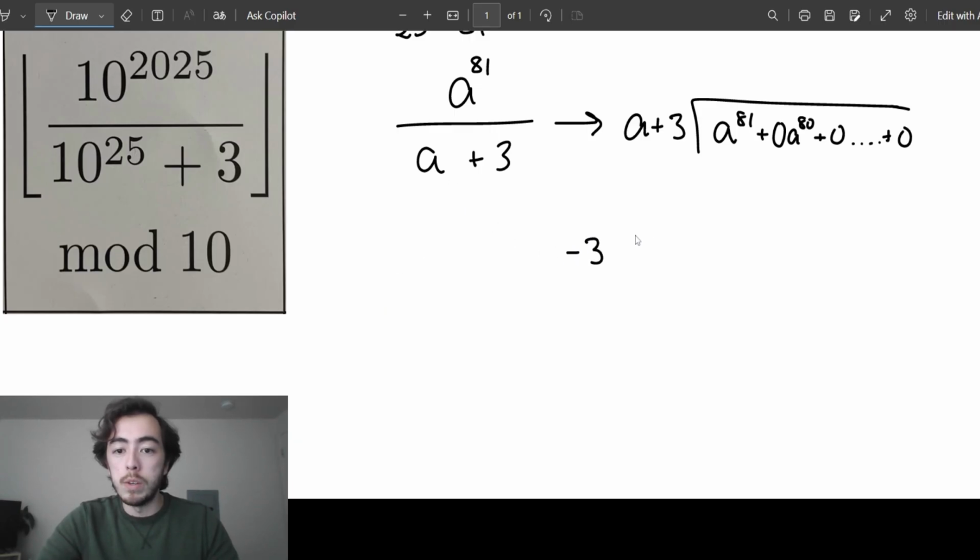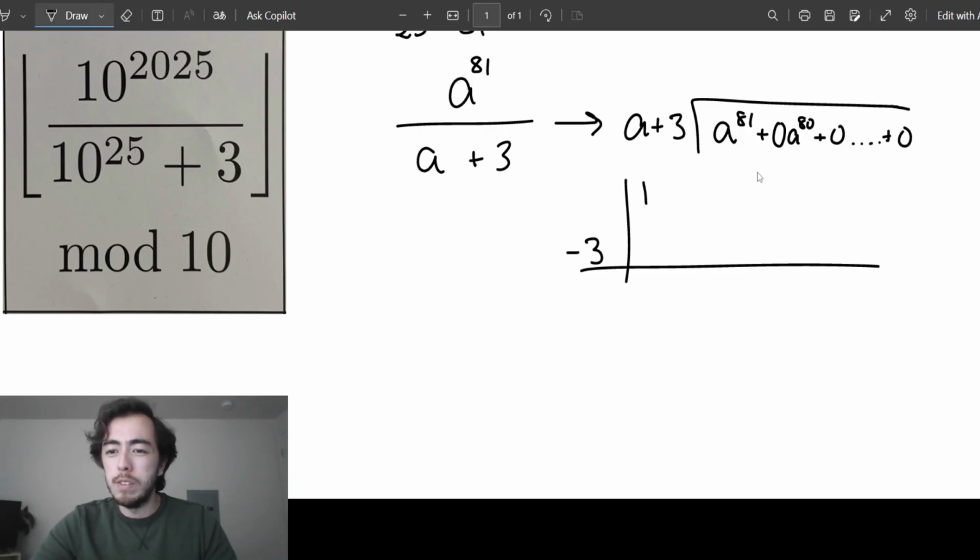So I would write the root here. Negative 3 would be the root for that factor. And then I would write the coefficients for all of my terms. The first coefficient is 1, because I have 1 times a to the 81st. And then all of the other ones are 0. So I'll get 0, 0, 0, all the way down to even more zeros.